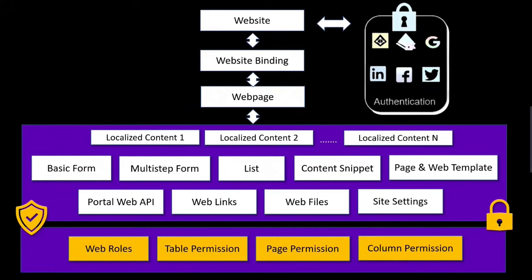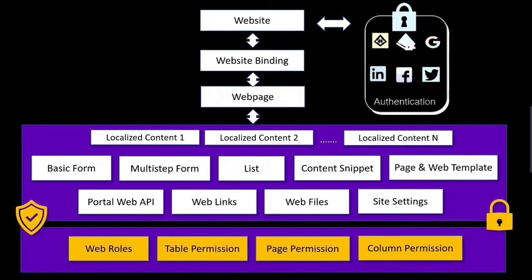So there are different types of components that ensure the authorization of the Microsoft Dataverse data. The first is web role, and then table permissions, page permissions, and column permissions. I'm going to discuss that in the live environment. But just understand that these are the four components that are basically used for authorization purposes.